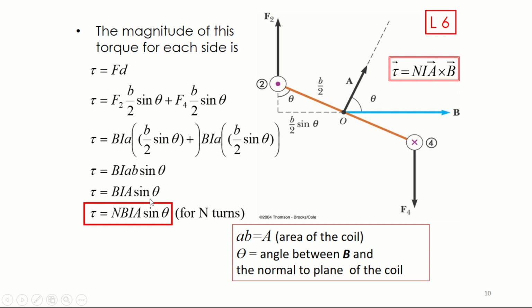If we have a number of turns, you multiply by N. So you can write torque also equals NBIA sine theta, where N is the number of turns, and theta is the angle between B and the normal to the plane of the coil.